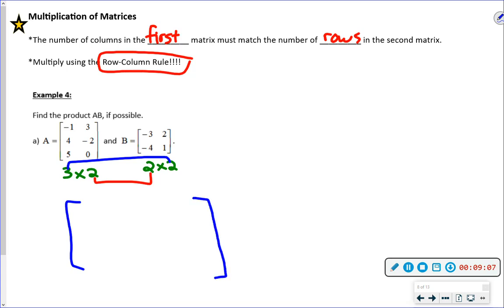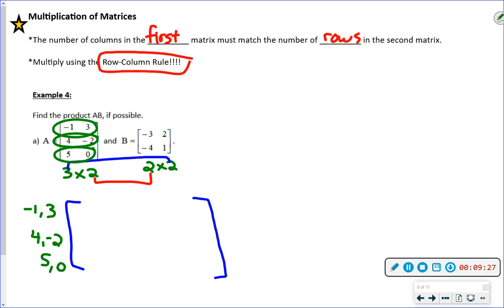Now, remember, we are using what's called the row column rule. So that means the rows from the first matrix. So my first row in A, I'm going to jot them down, negative 1 and 3. Second row in A, and then my third row.